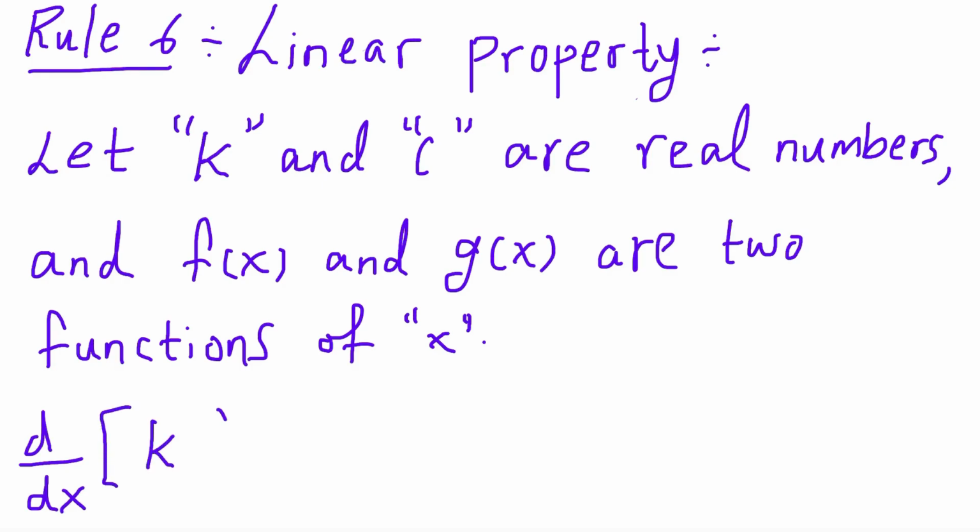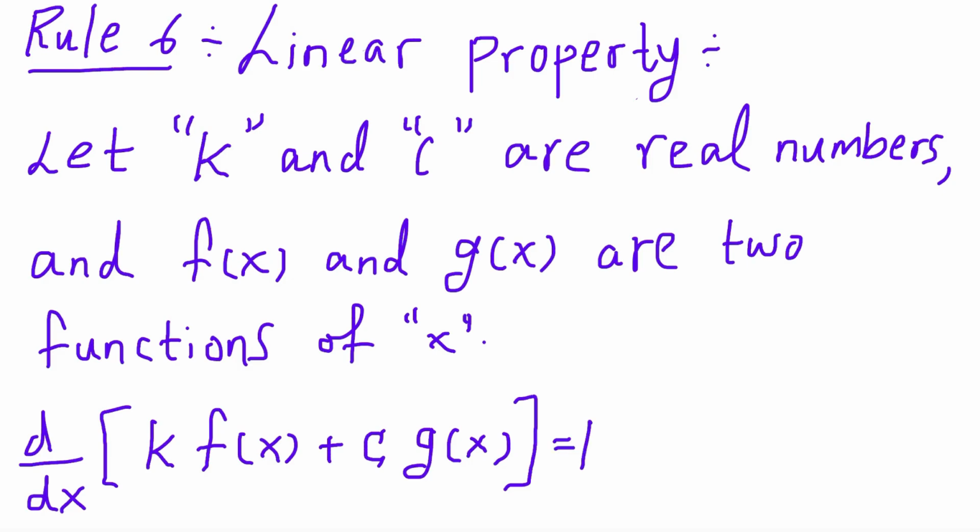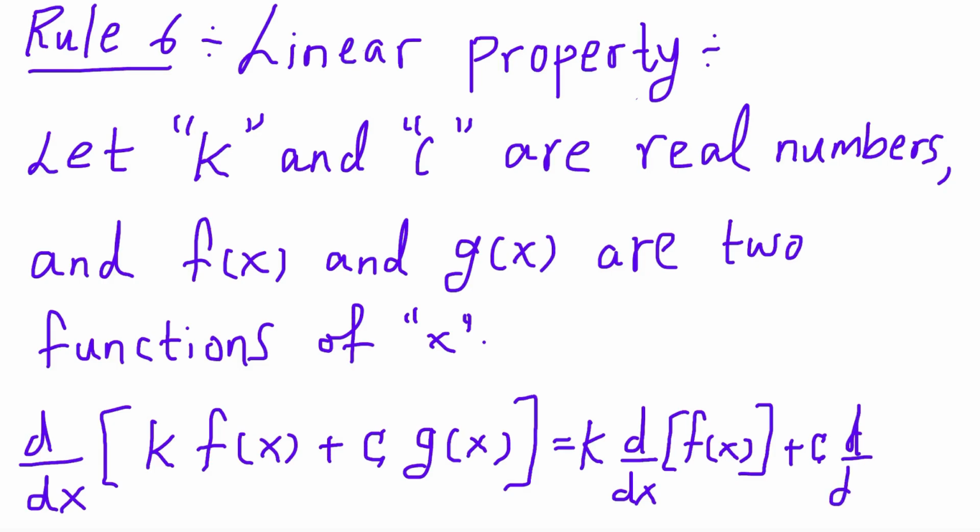What we are going to do is compute the derivative of this linear combination with respect to the variable x. It is the same as first we write down the constant k times the derivative of f of x with respect to x plus the constant c times the derivative of g with respect to x. In order to get this final answer, what we did was apply the previous rule twice. That's how we get the linear property.